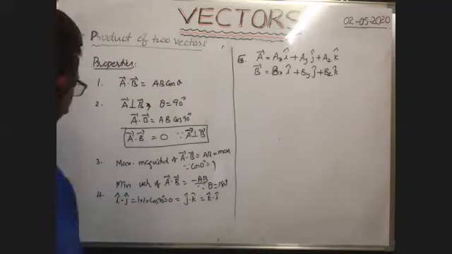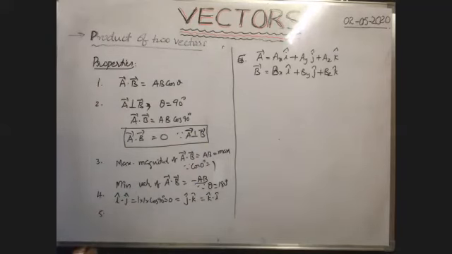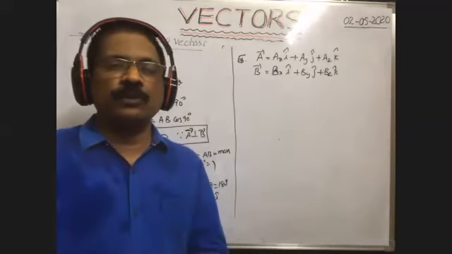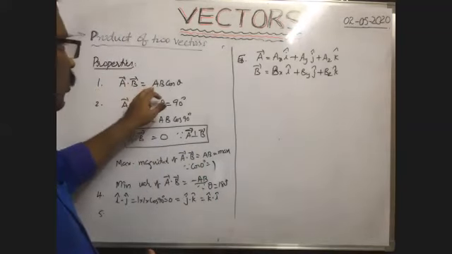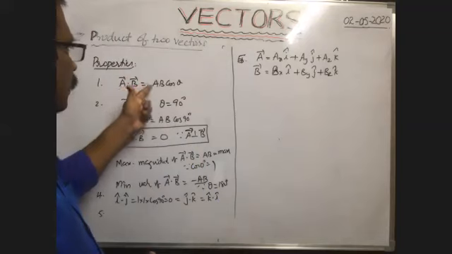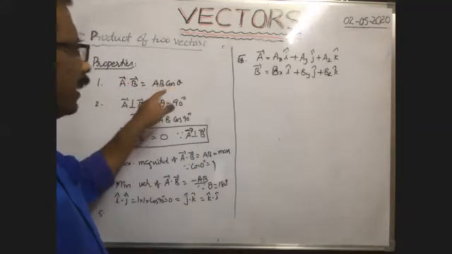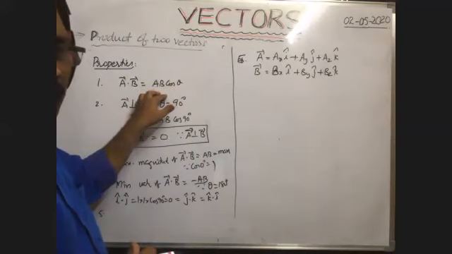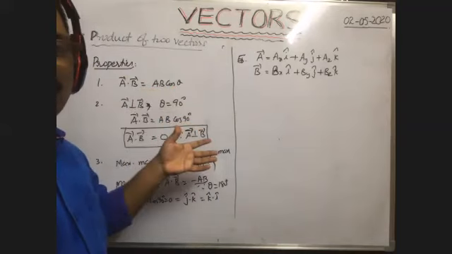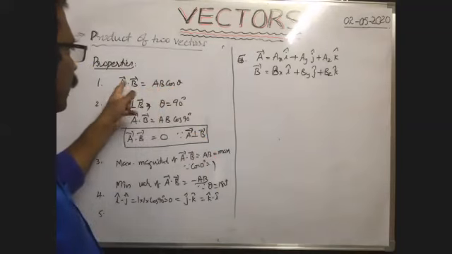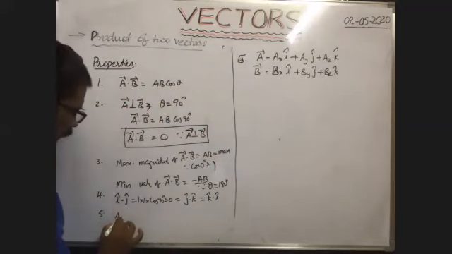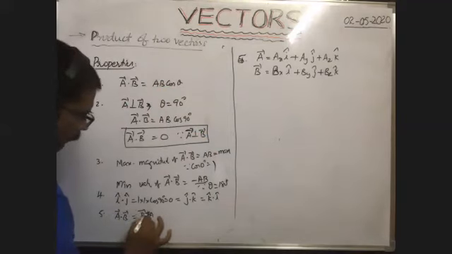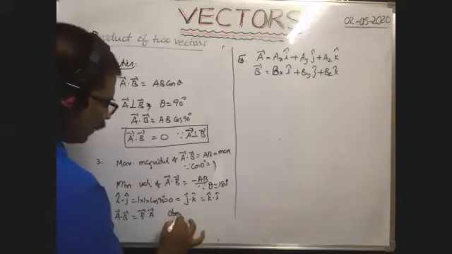Next, one more point. Dot product obeys commutative law. That means if you do a bar dot b bar or b bar dot a bar, it makes no difference. If you write a bar dot b bar, that is equal to ab cos theta. If you write b bar dot a bar, it is ba cos theta, so you will get ba or ab. These are scalars, numbers. If you multiply 3 into 4 or 4 into 3, it makes no difference. Similarly, here also, if you do a bar dot b bar or b bar dot a bar, it makes no difference. That's why dot product obeys commutative law.